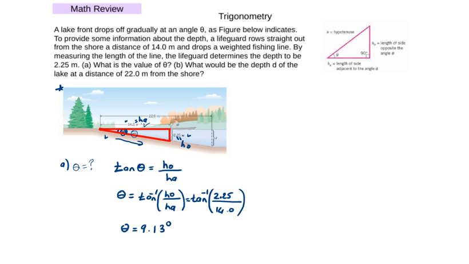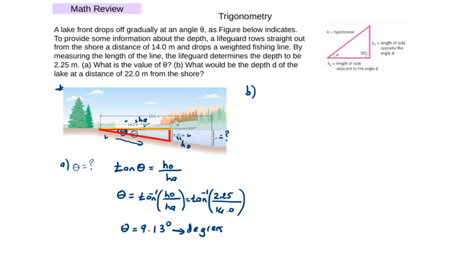So inverse tangent of 2.25 divided by 14.0, and that will give me an angle of about 9.13 degrees. As you put these in your calculator, make sure you set the angle to degrees. Mostly we'll use degrees. For some cases, we might need to set the angle to radians. So that's my angle.